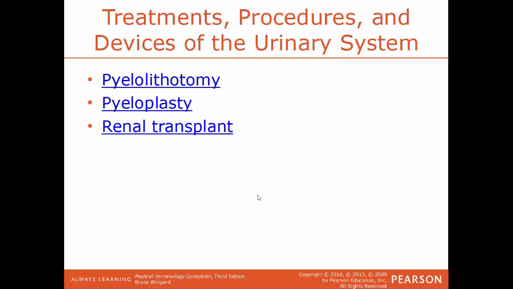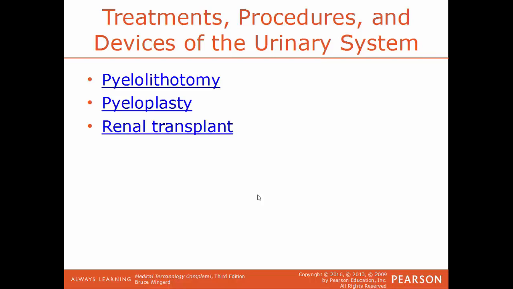This refers to a process of cutting into the renal pelvis to remove a stone. So it's a lot easier and a lot safer to break up these calculi by using sound waves as opposed to cutting into an organ like this. There's a lot more risk involved. It's a lot more invasive. It's just a lot easier just to use sound waves to break up the obstruction. Pyeloplasty. This is the surgical repair of the renal pelvis.